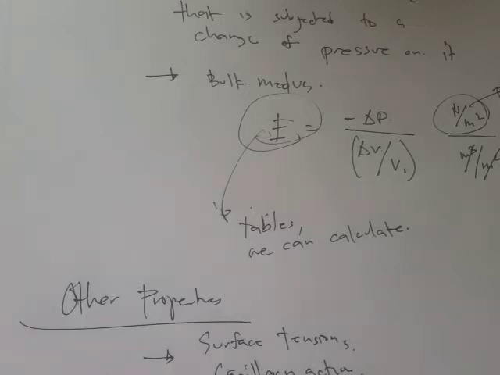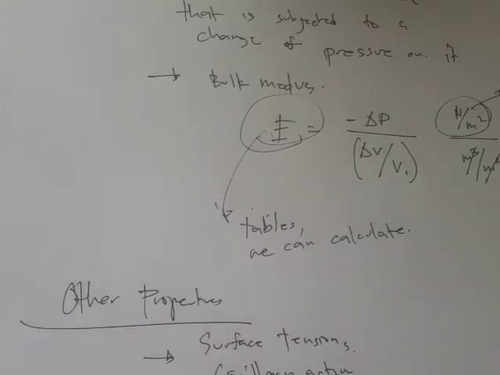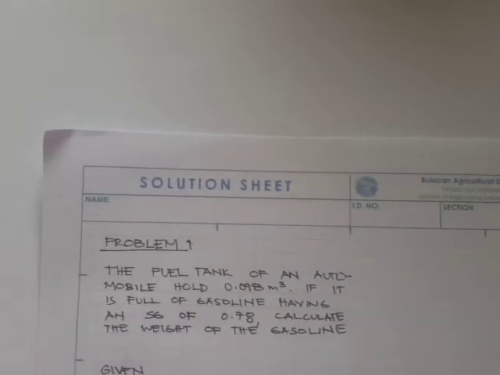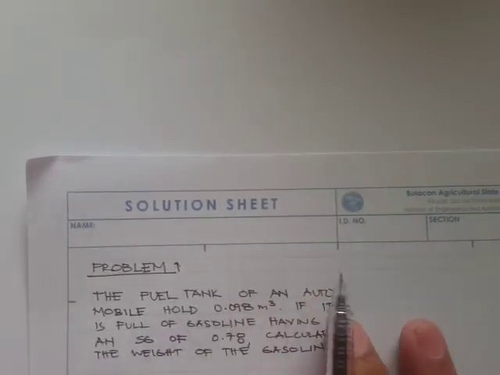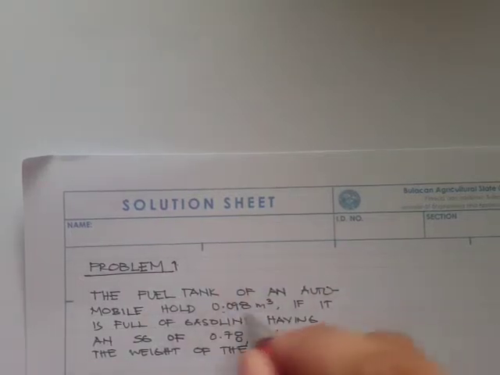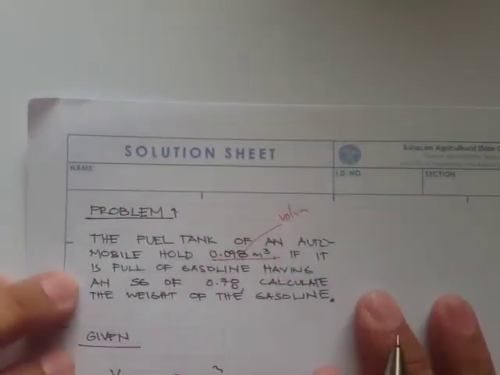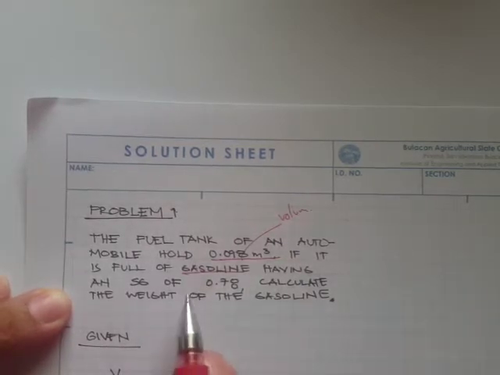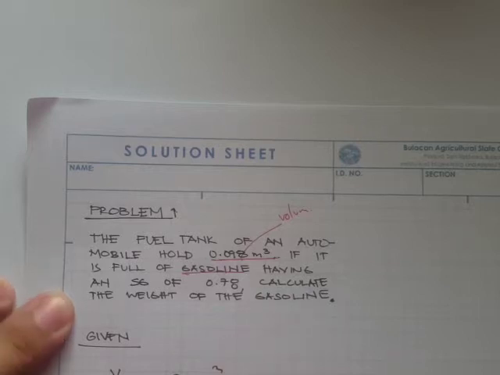All right, now we'll do problem solving for our fluid properties. For the first one, we have this: the fuel tank of an automobile holds 0.098 meter cube. If it is full of gasoline having an SG of 0.78, calculate the weight of the gasoline. So we have a fuel tank, and it can hold 0.098 meter cube, and this is volume. It is full of gasoline, so our substance is gasoline having an SG of 0.78. Calculate the weight of the gasoline.